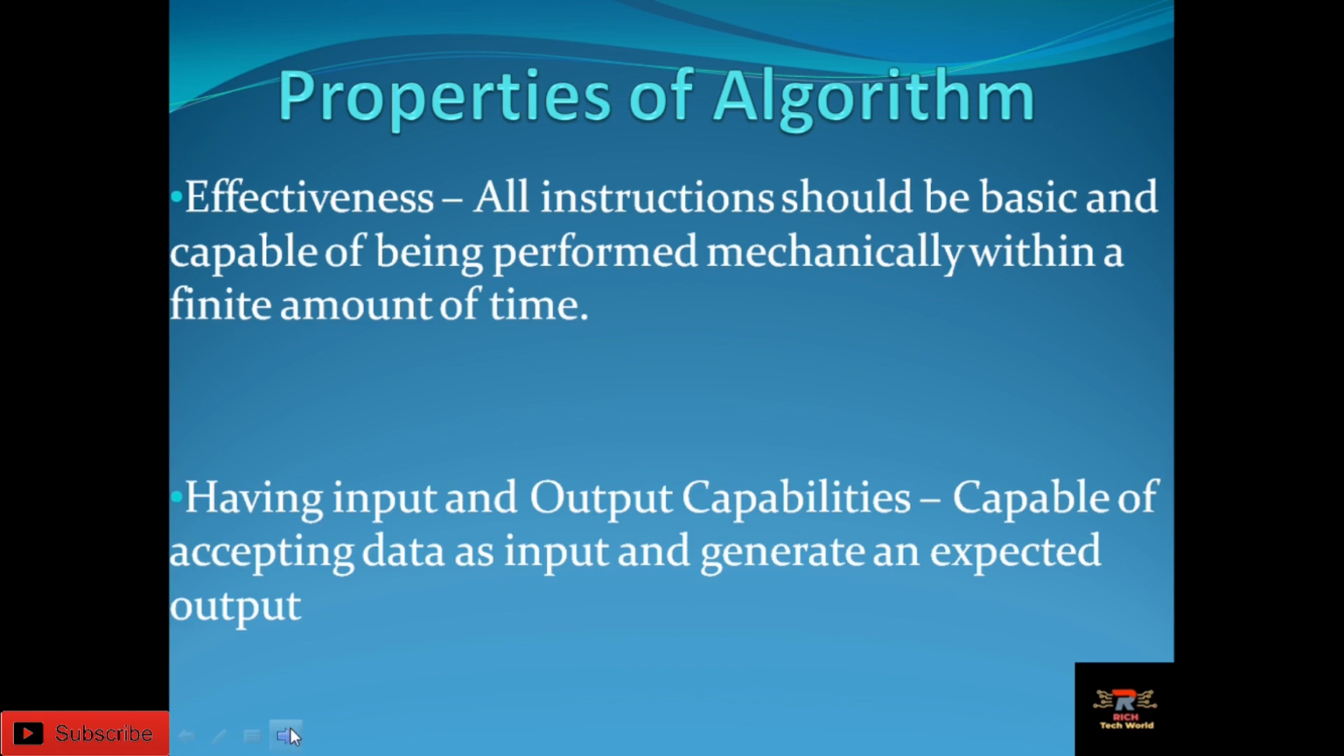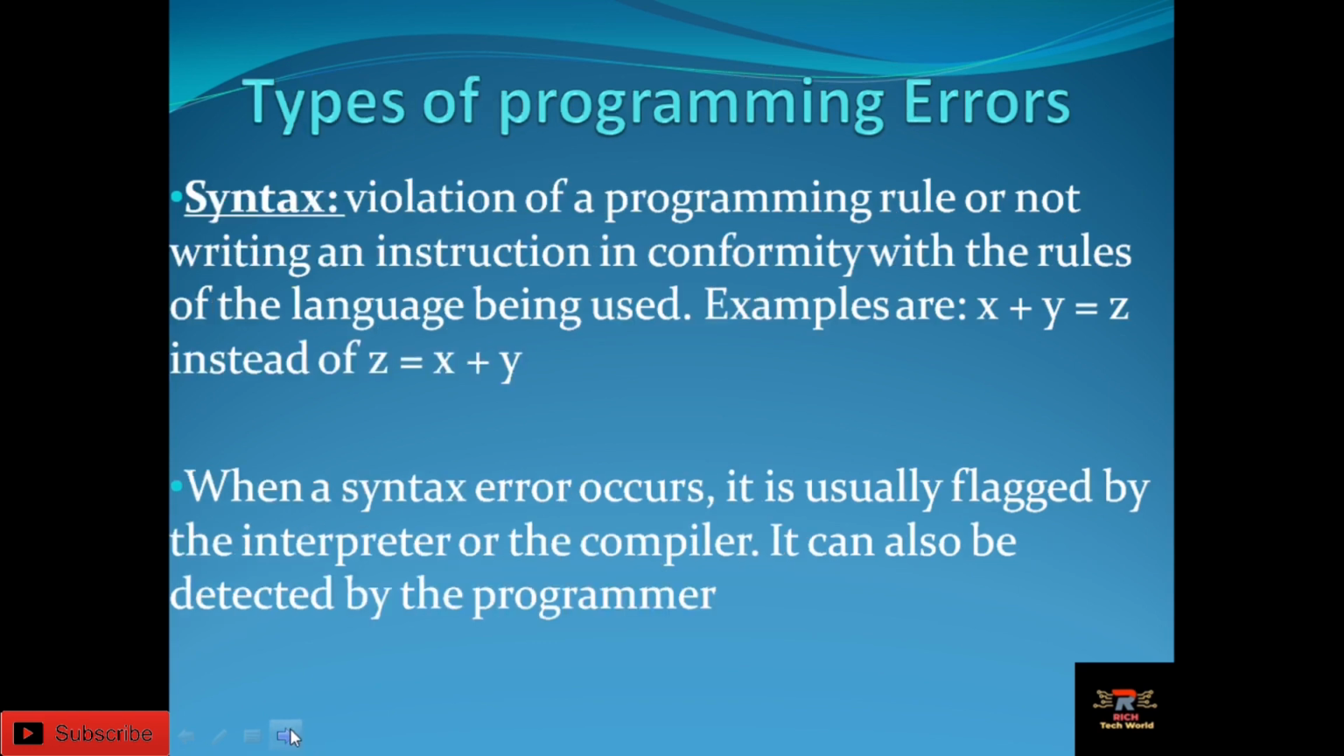So moving on, we are going to talk about some types of programming errors. These are errors we encounter or face during programming or writing algorithms. The first one is a syntax error. This is a really basic error most of us make as programmers. This is the violation of the programming rules.